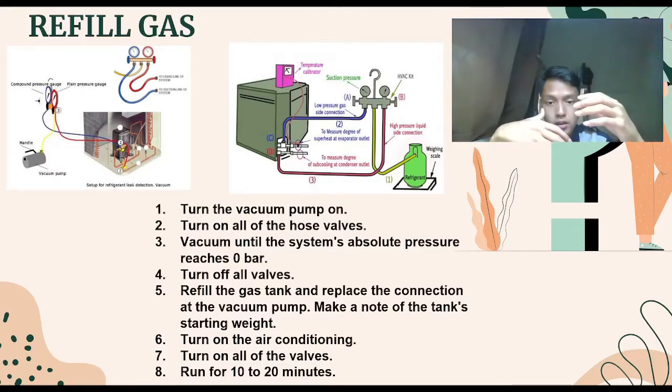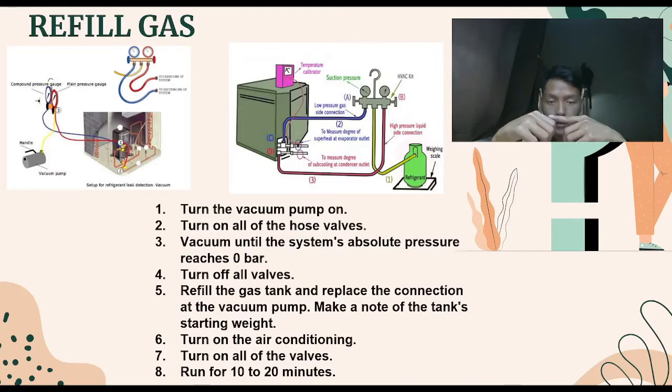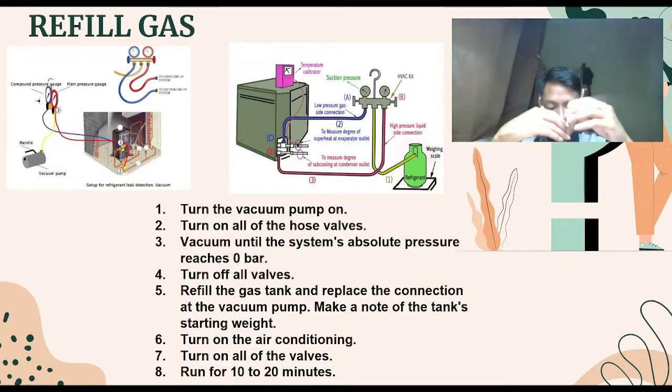So immediately close the yellow valve, followed by the blue and the red hose valves. Then the last one is to disengage all the connections of the blue and red hoses from the air conditioning system.